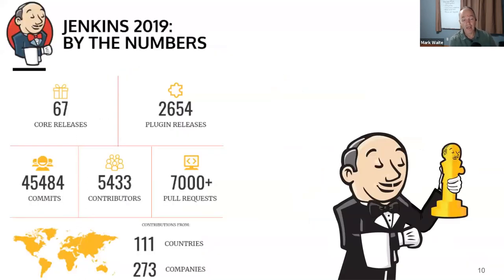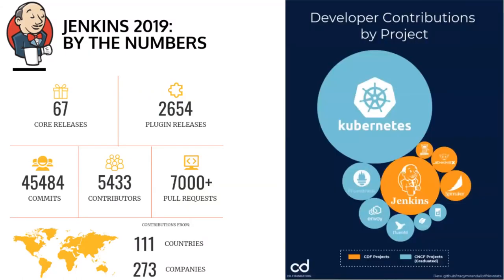It's big. In 2019 alone, 67 releases, 5,000 contributors, 111 countries. There's lots going on in Jenkins. However, it's amazing what amount happens with one and two people at a time. Comparatively, we are large, even in the scope of other projects at CNCF and CDF. You see here diagrammatically, yes, the Kubernetes project is bigger than the Jenkins project, but Jenkins is larger than most other projects in the CDF and CNCF space.